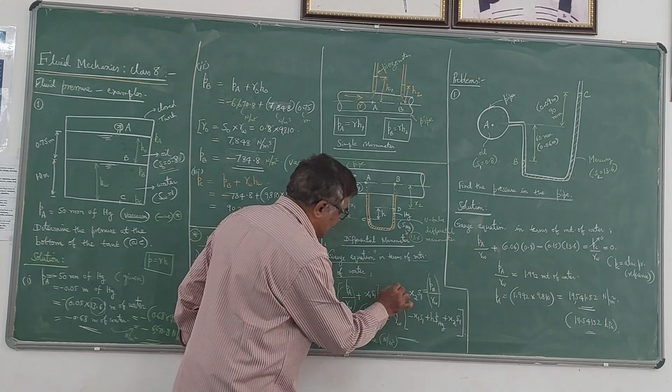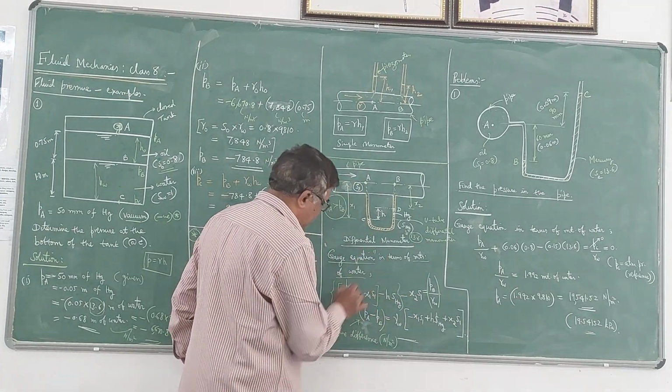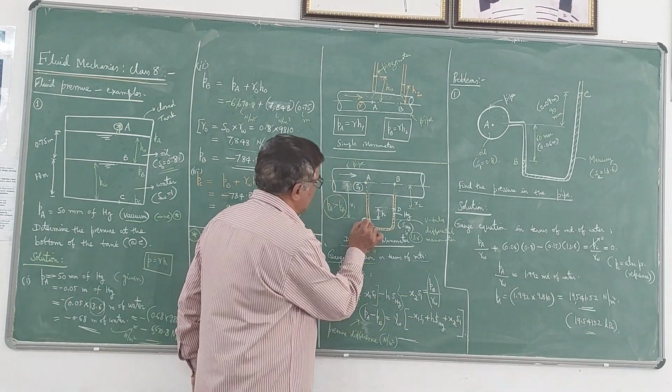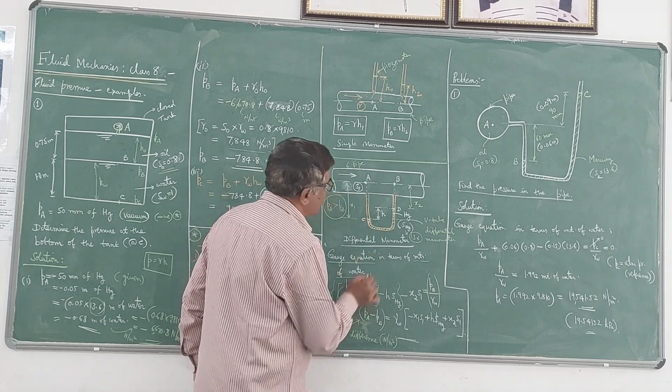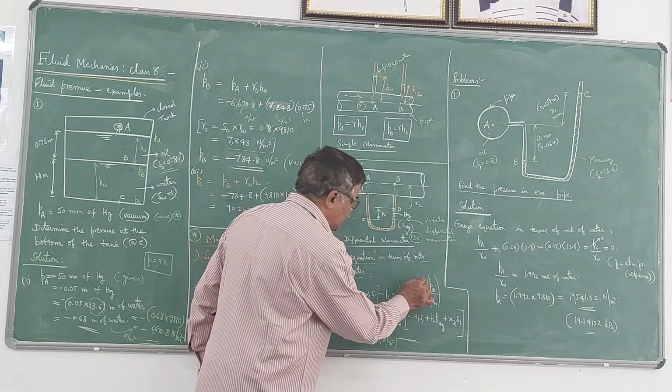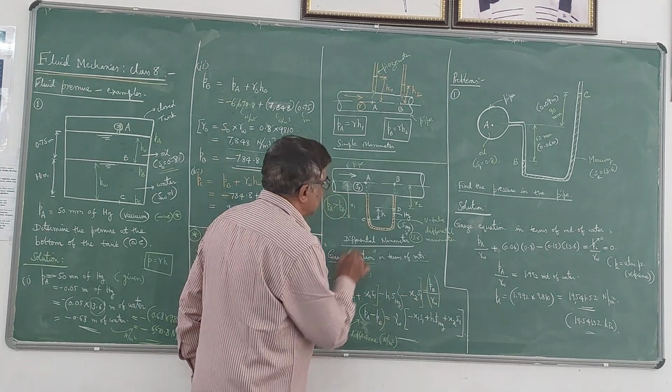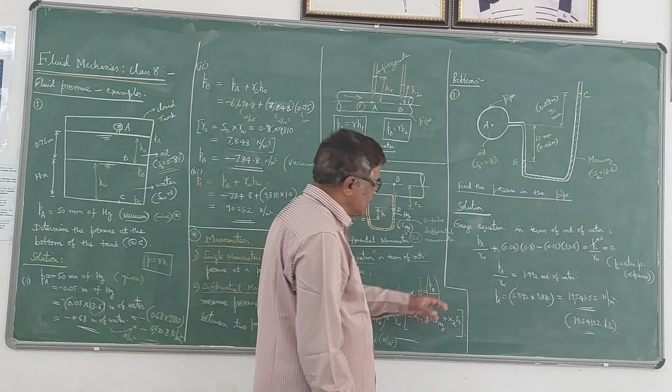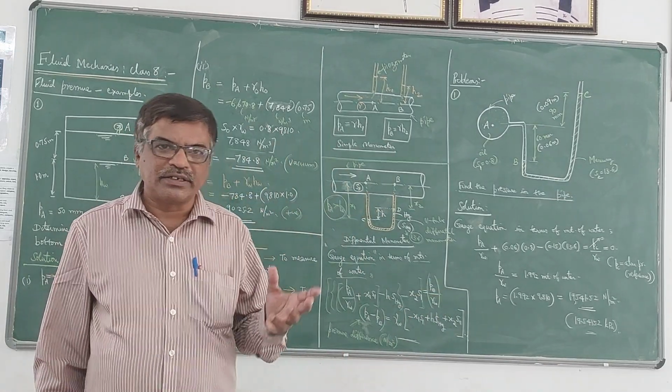If you take three terms, pressure at A is PA by gamma W. Pressure at C will be these two. Pressure at D will be this plus this minus this. Then for all the four terms if you take, that gives the pressure at B. That is why in the RHS I have taken it as pressure at B.